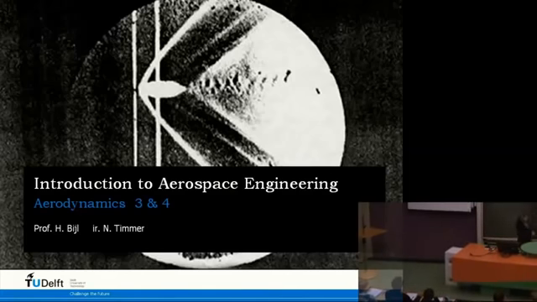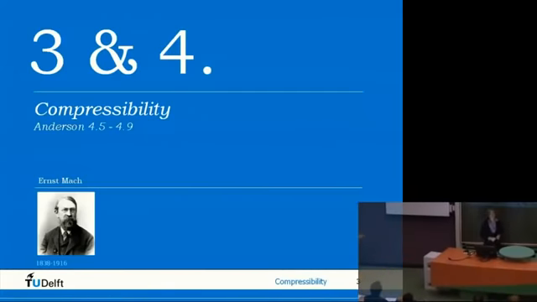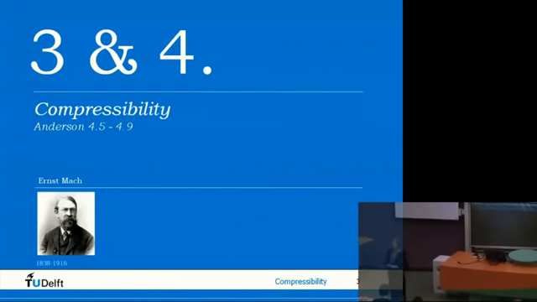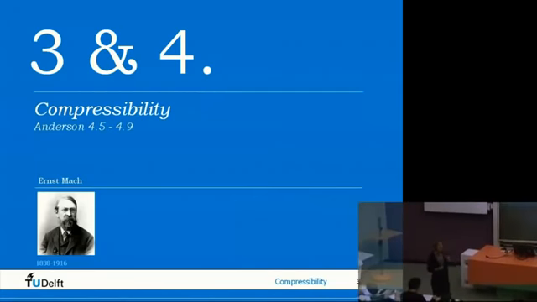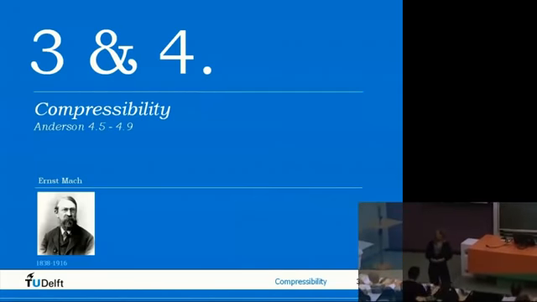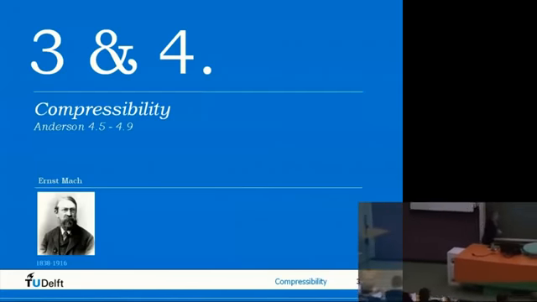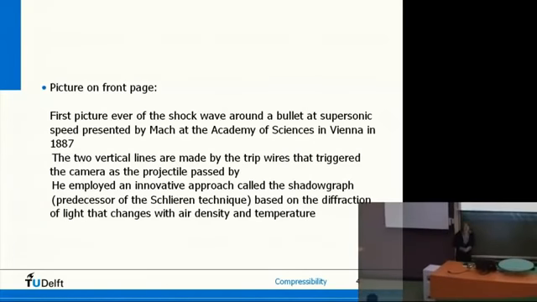So today we will tackle Anderson chapter 4 still, but then section 5 till section 9. And core guy in this lecture is Ernst Mach. There's a crucial dimensionless number, the Mach number, which I will introduce to you later, maybe you already know it, that's named after him, and that's really relevant for compressible flows. So the picture was taken in 1887, actually.